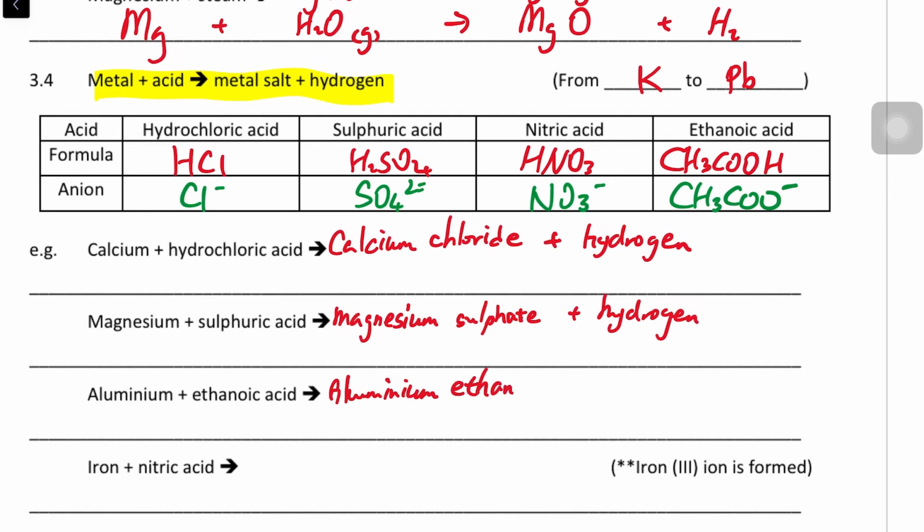aluminium ethanoate. Okay, now it is easy for you to understand. The acid should end with IC, right? So during the process, the IC will be cancelled out and become ATE. So for example, sulfuric acid becomes sulfate and nitric acid becomes nitrate. Okay?